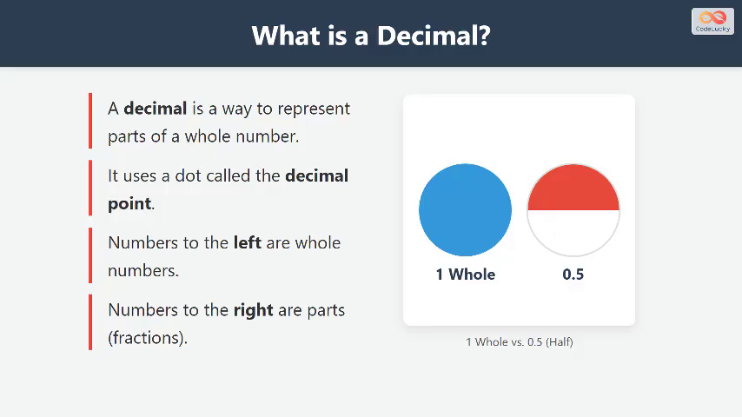So, what exactly is a decimal? A decimal is a way to represent numbers that are not whole. It allows us to express parts of a whole number. Think of it like money or measuring length. The system uses a dot, which we call the decimal point. Everything to the left of this point represents whole numbers, while everything to the right represents fractions or parts of that whole.